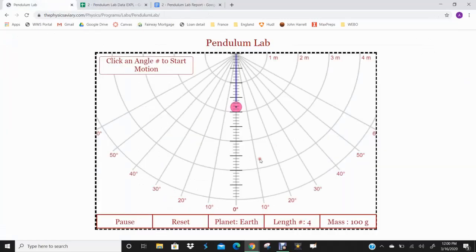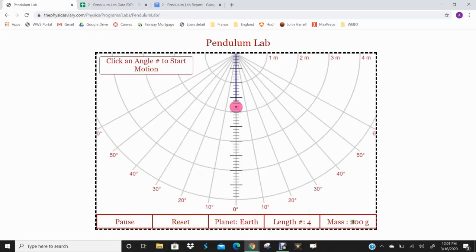So let's just go over here quickly to our virtual lab, and you can see I have the mass set at 100 grams. I'm going to go ahead and release it from 30 degrees, and we're going to time the period. It's going to go from right here over and back. When it comes back, I'm going to stop it, and we're going to check the period. Okay, so it's about 2.65 seconds. This is measured in milliseconds here. So that's with 100 grams.